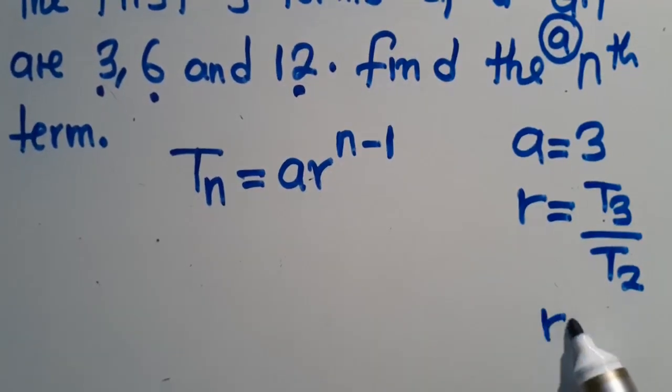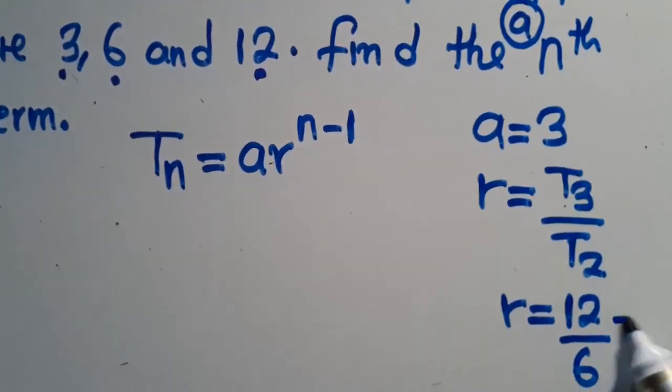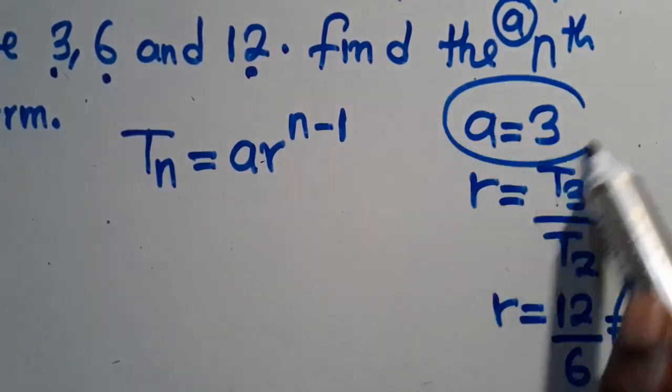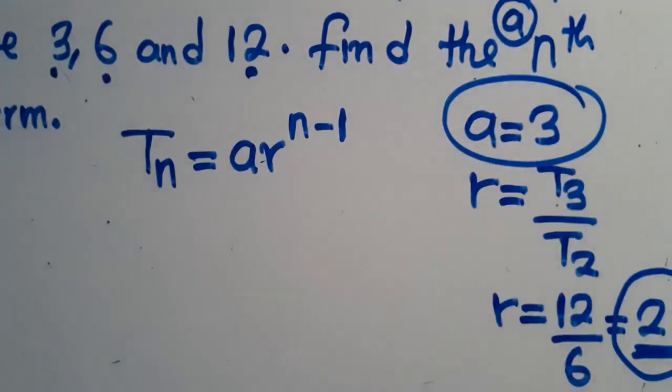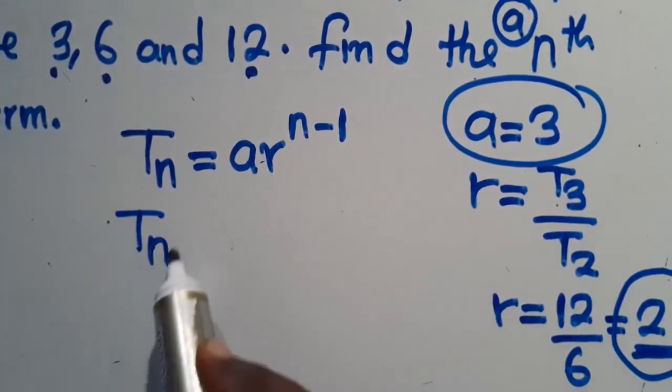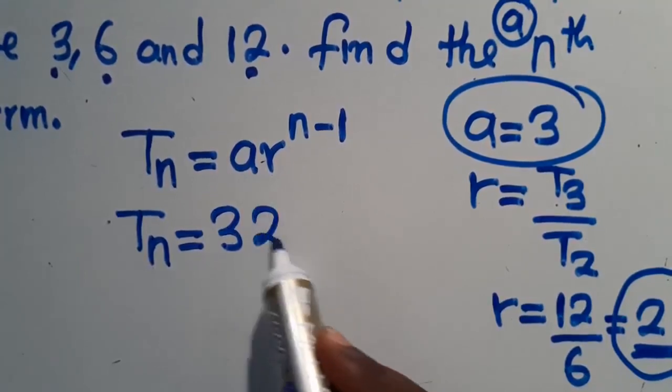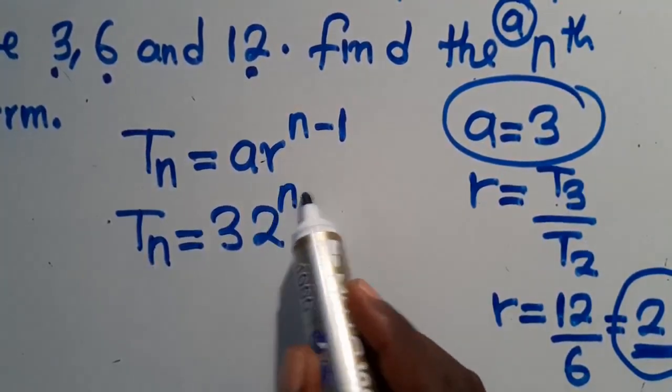When you do the division, common ratio is equal to, what is T3? T3 is 12, over what is T2? That is 6. 12 divided by 6 is 2. If you don't know how to deal with these calculations, make sure that you use a calculator, because a calculator is allowed. So this is your common ratio 2, and the first term is 3. You substitute these values in this formula. Tn is equal to 3 times 2 to the power n minus 1.